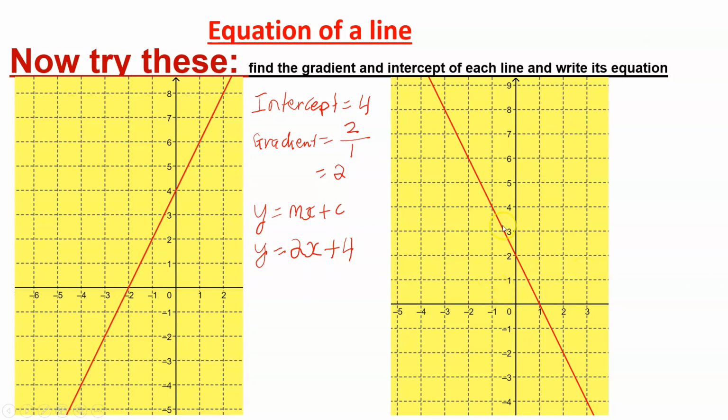I go here to another one. Let's do the same analysis here as well. So y-intercept to start with. Y-intercept is 2. Doesn't matter if the graph goes that way or this way. What's your gradient? Now it gets very interesting.